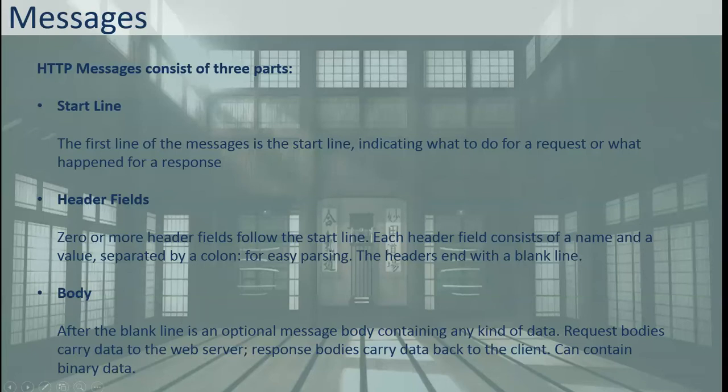Then comes the body, and the body part is actually optional. Our request could have had a body, but because we were using GET, there was no content for that message to carry to the server. But when the server returned, we saw that there was content in the body because the web server was sending data back to the client. So it's not necessary to have data in the body part. Another thing to note is that the body can contain any type of data, including binary data in zeros and ones. That is it for messages.